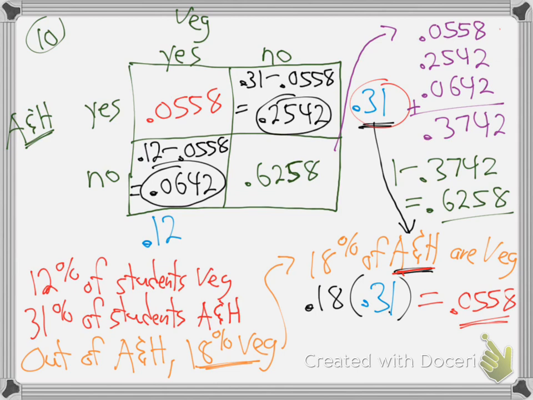There we go. Now we're in a position to answer their questions. Do you see the different trick on this one? That third percentage was not a percentage of the whole population. It was out of the arts and humanities people. So it was 18% of the arts and humanities, 0.18 times the arts and humanities total, 0.31, giving 0.0558. And then the rest is the same. Subtraction to find the other two boxes, add up, subtract from 1. Now we have all the boxes.